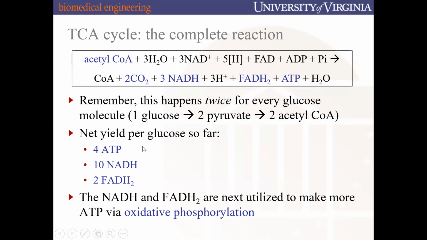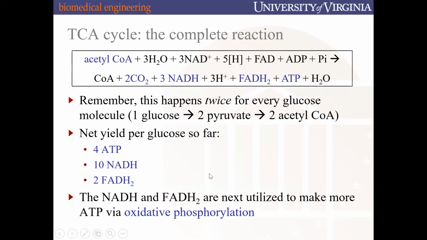Good job. And then lastly but not least, we have the formation of 2 FADH2. Remember, this is coming from succinyl Coenzyme A being catalyzed by the enzyme succinyl synthetase, forming succinate.